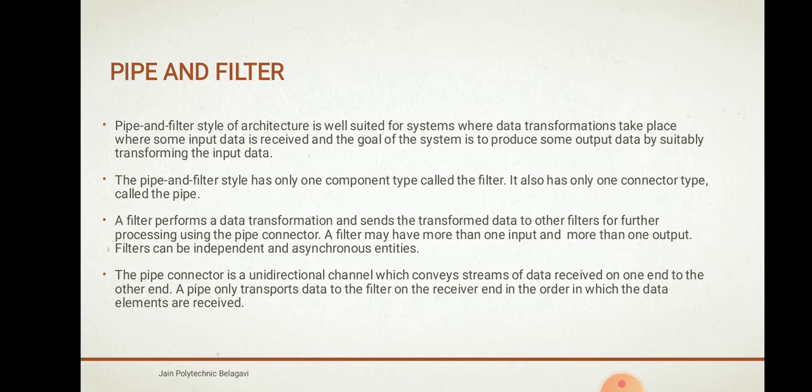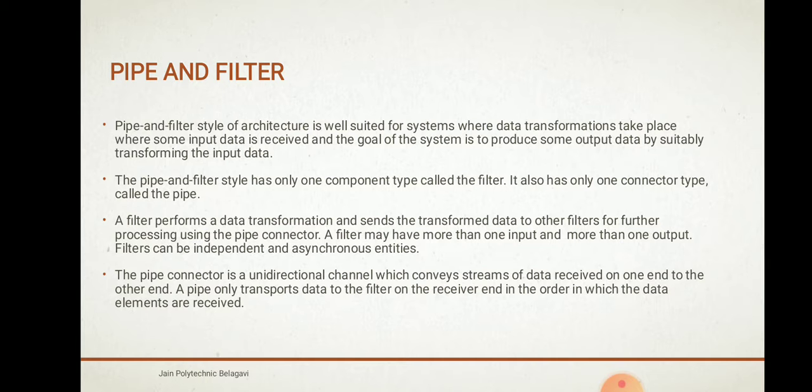It has only one component, called a filter, and only one connector type, called a pipe. A filter performs a data transformation and sends the transformed data to other filters for further processing using the pipe connector. The pipe connector acts as a connector between two filters. The filters may have more than one input and more than one output. So filters can be independent and asynchronous entities.